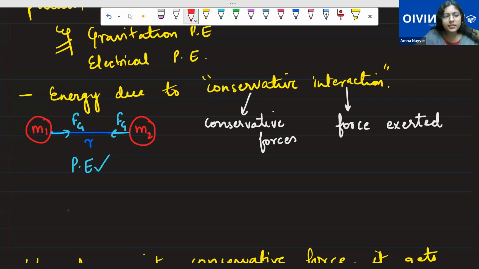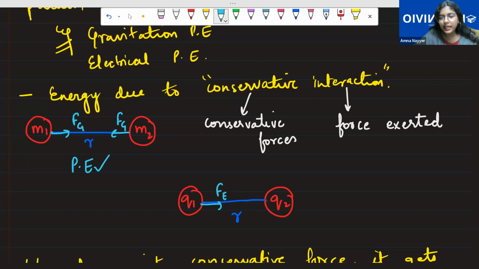Or if I give you one more example, let's say one charge q, another charge q, and both of these are separated by a distance of r. Now both of them will be able to exert electrostatic forces on each other. So potential energy will exist in this case also, because it's a conservative force interaction. So interaction basically means force. Are they able to exert force on each other or not? This is very important to understand in different systems, in different situations.